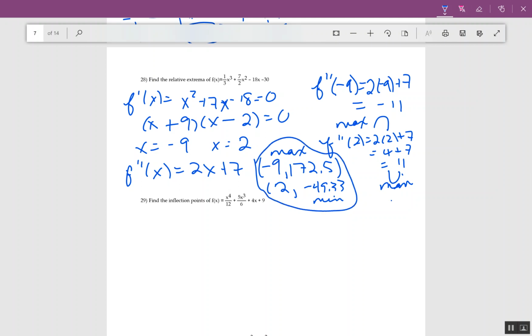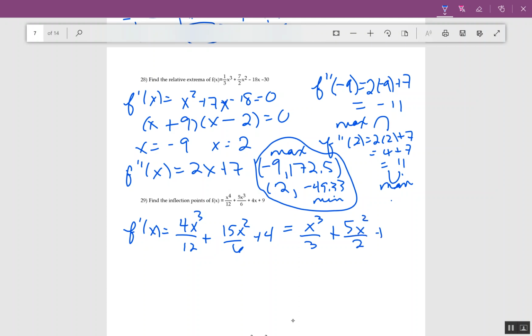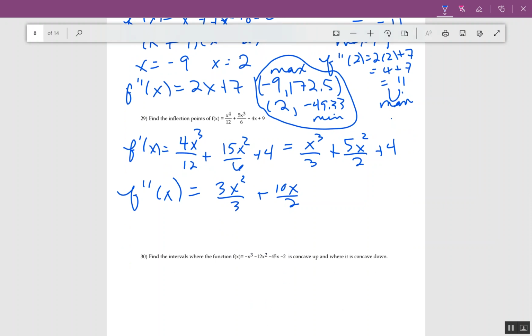Okay. Number 29 says find the inflection points. So let's start with the first derivative. This will be 4x cubed over 12 plus 15x squared over 6 plus 4. We could reduce that to x cubed over 3. The 15 and the 6 have 3 in common, so I have 5x squared over 2, and I still have that 4. Second derivative gives me 3x squared over 3 plus 10x over 2, and then the 4 is gone. This reduces nicely down to x squared plus 5x.